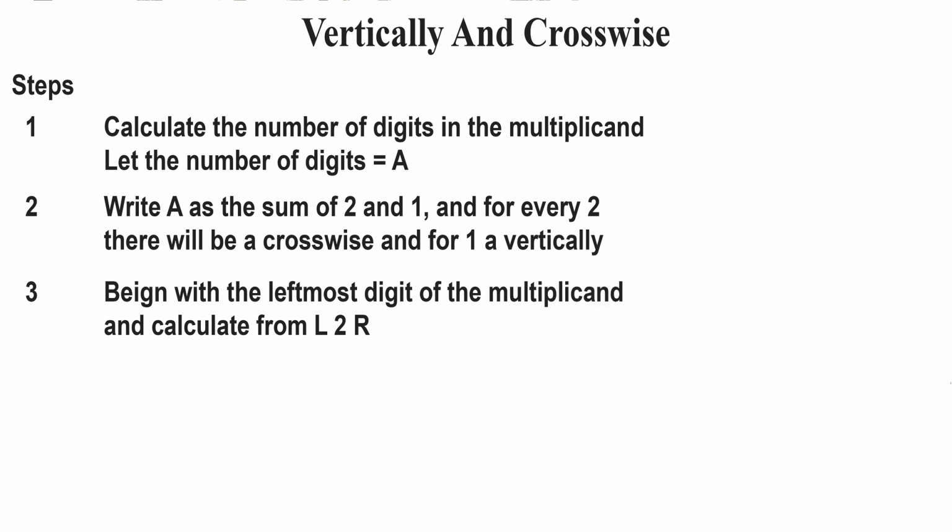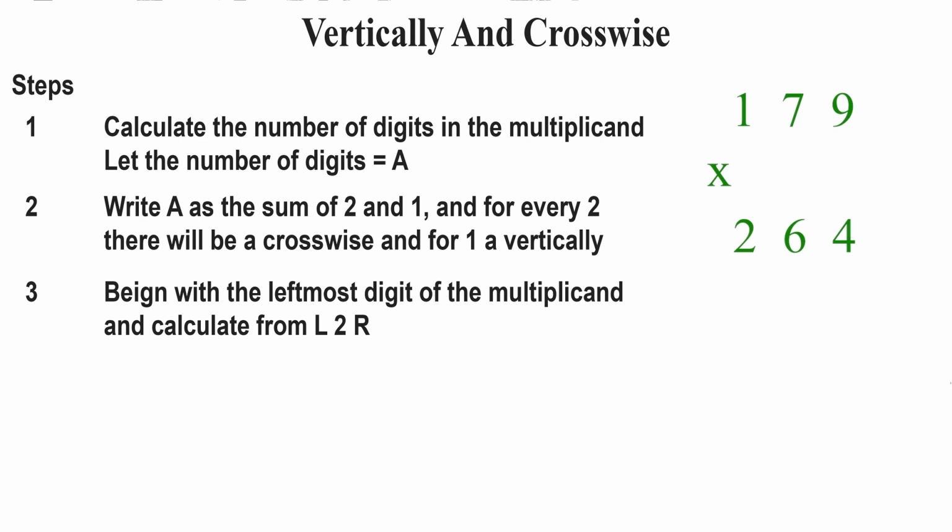We will begin with the leftmost digit of the multiplicand, which in our example is 1, and we will calculate that with the digits of the multiplier moving from left to right. So we begin with the number 2. Now since 2 is just one digit and for every 1 we have a vertically, that is 1 into 2. Moving to the right on the multiplier, we have 2 6, that is 2 numbers, and for every 2 we have a crosswise, which is 1 multiplied by 6 plus 7 multiplied by 2.